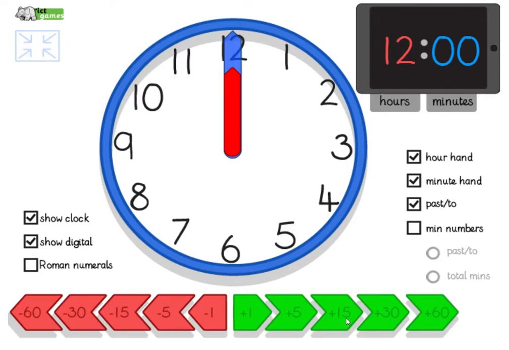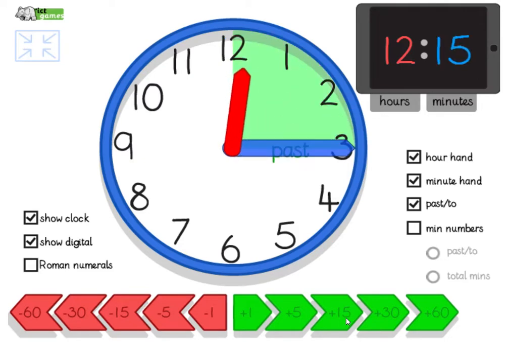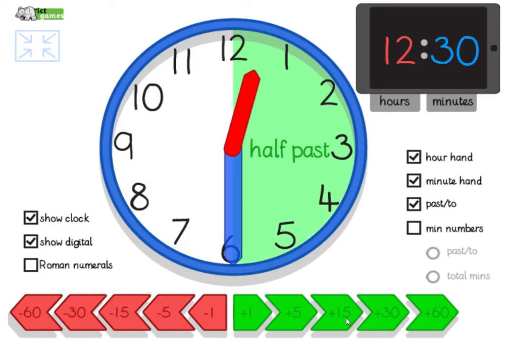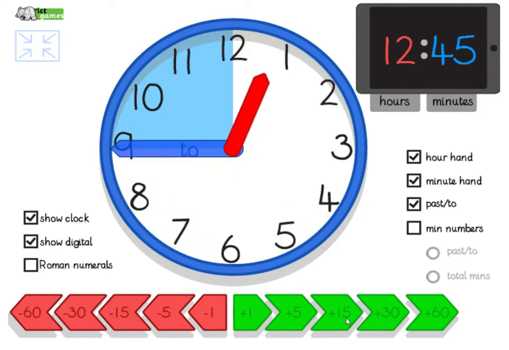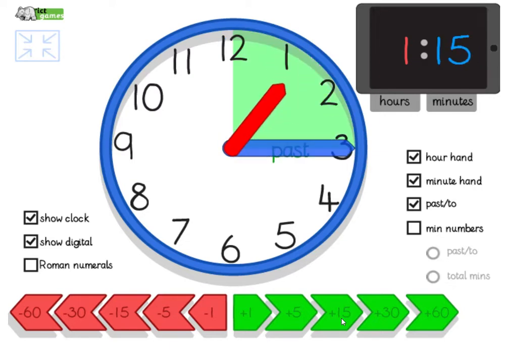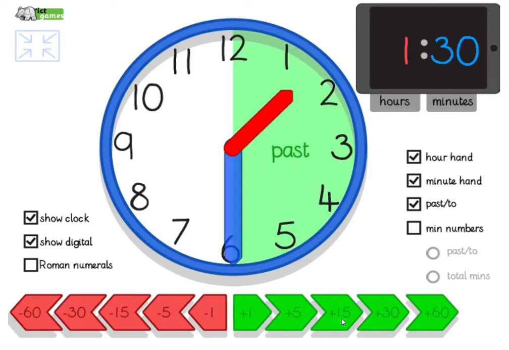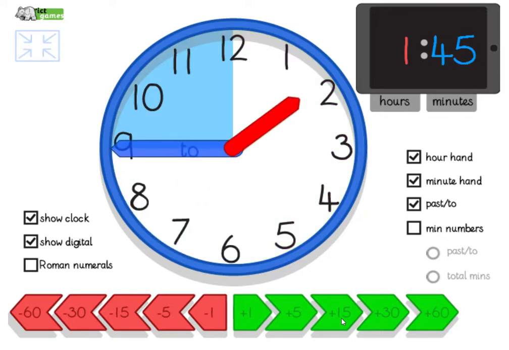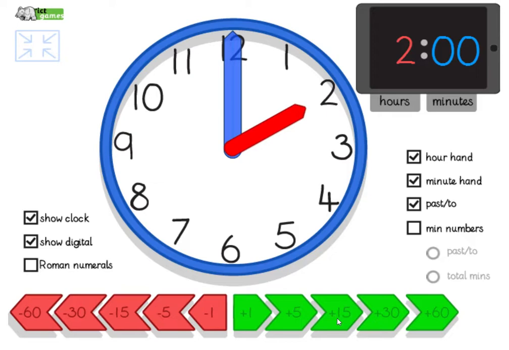Okay, right, so let's have a look. Here's 12 o'clock. We've gone a quarter of the way around the clock, so now it's quarter past 12. Now we've gone half the way around, so it's half past 12. Now it's 12:45, but no one ever says it. There's a quarter of the clock left till we get to the next hour, which is 1 o'clock. So it's going to be quarter to 1, and then 1 o'clock. Quarter past, half past, quarter to 2, 2 o'clock.